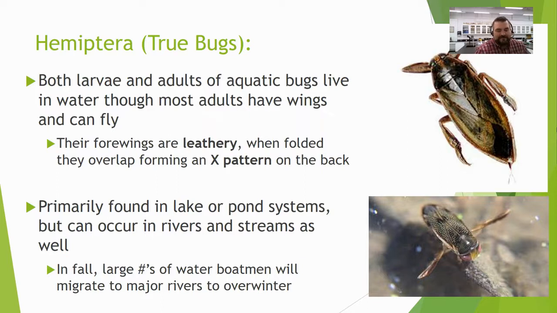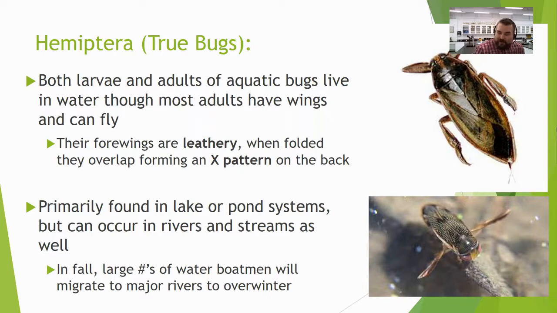A little bit more information. They're primarily found in lake or pond systems, but they can occur in rivers and streams as well. So your dugout or your lake that you're visiting, that's where you might run into a true bug, but they do also occur in rivers and streams.